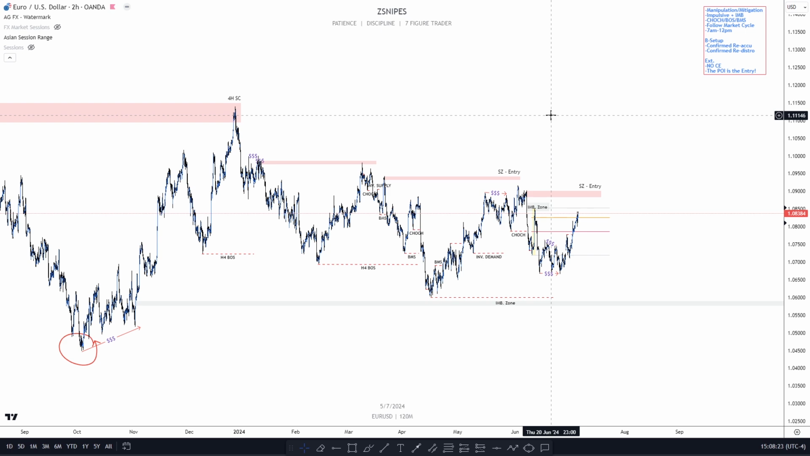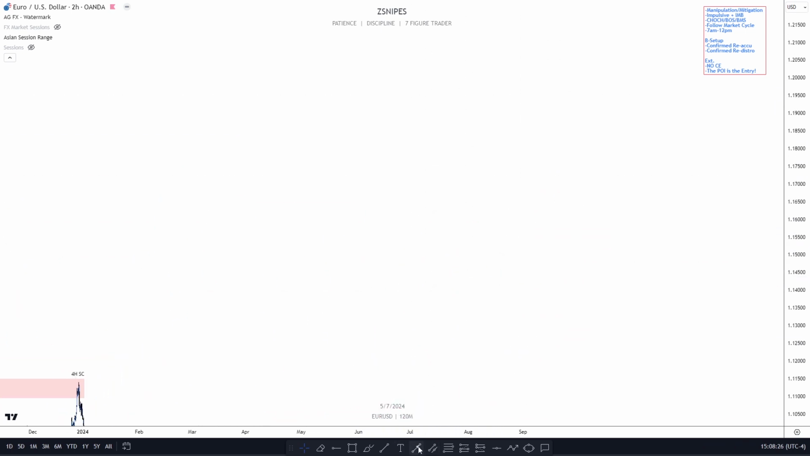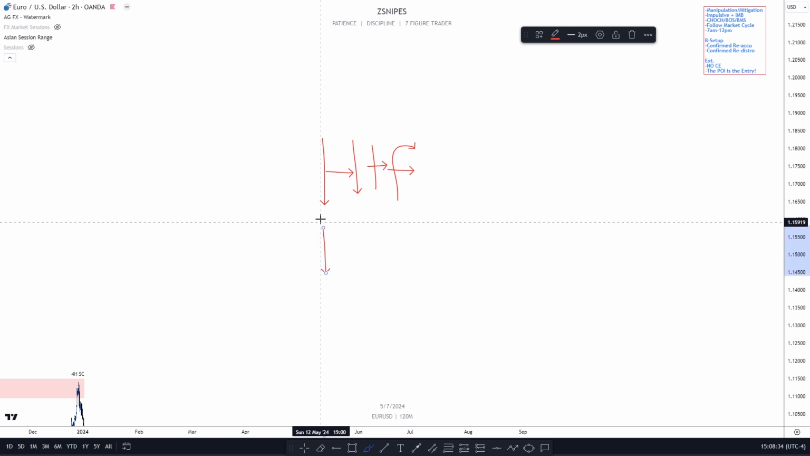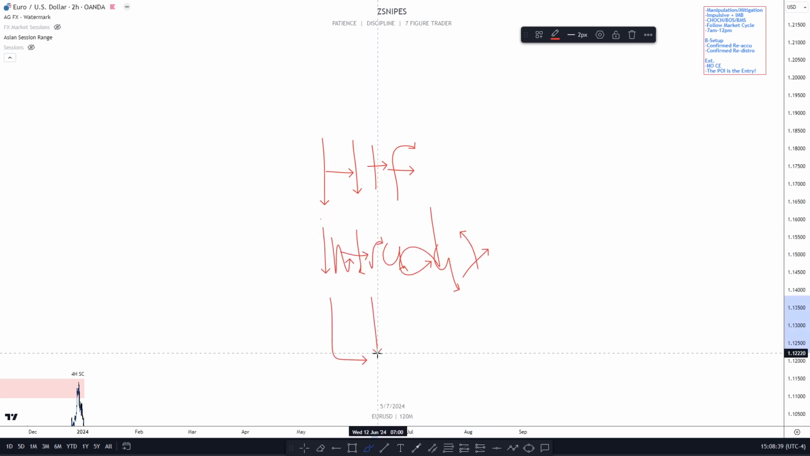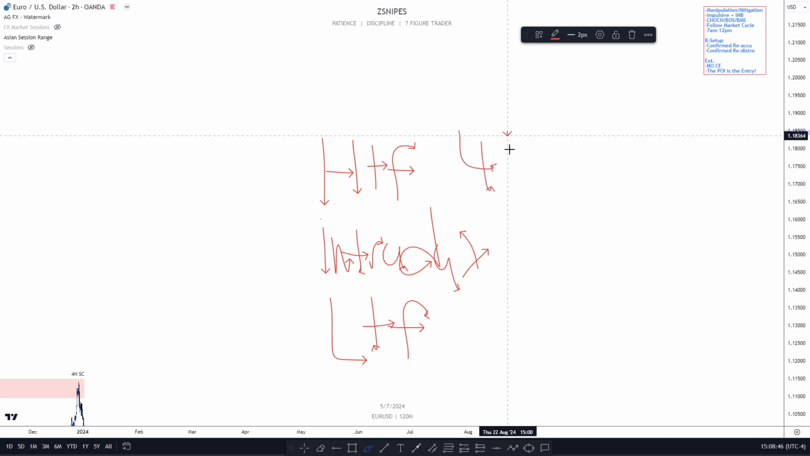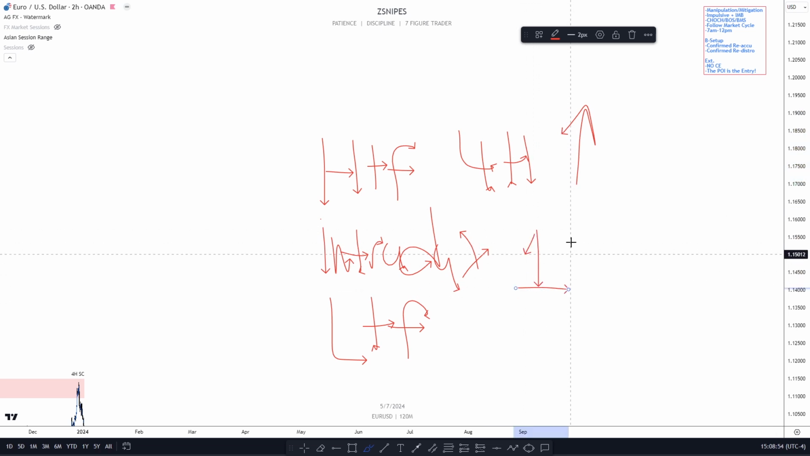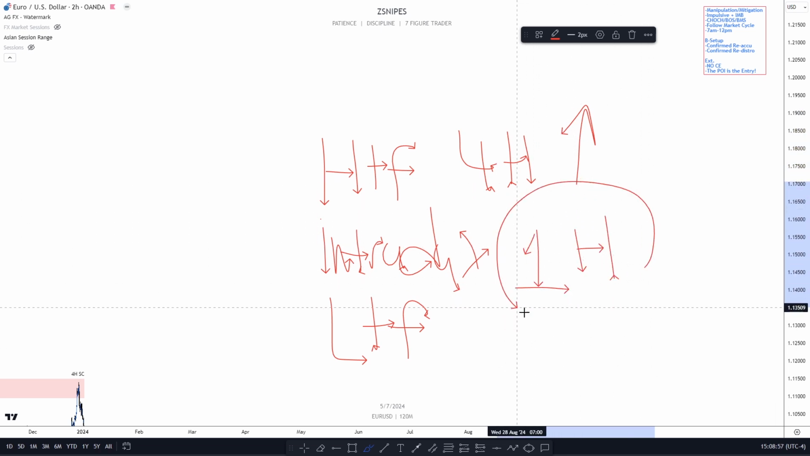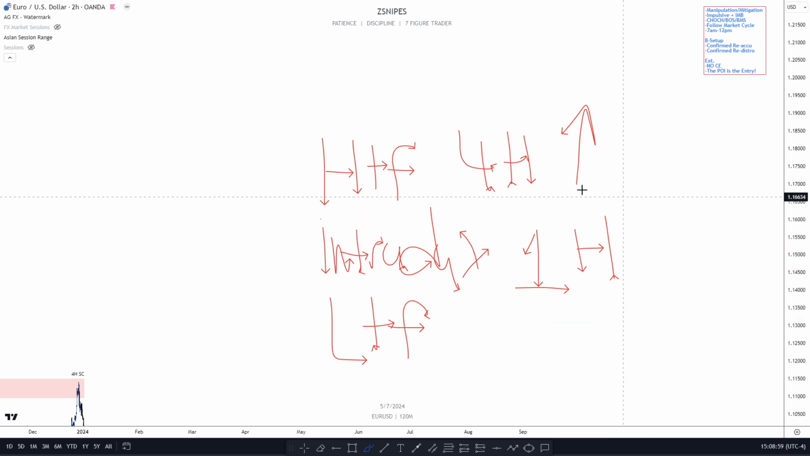Okay, so when I say this, we have three types of directional bias that we look for. As far as what I teach in my mentorship, we have higher time frame direction, intraday direction, and then we have lower time frame direction. If I was going to give you a time frame for this, it would be 4 hour and up. Intraday would be 1 hour. This is usually what I'm looking for when I'm looking at intraday.